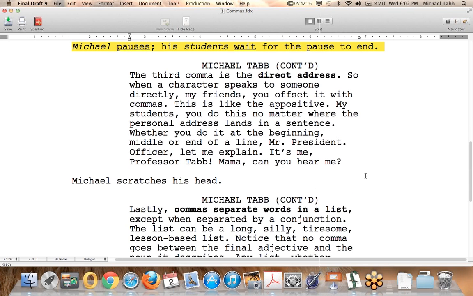The third comma is the direct address. So, when a character speaks to someone directly, my friends, you offset it with commas. This is like the appositive. My friends, you do this no matter where the personal address lands in a sentence, whether you do it at the beginning, middle, or end of the line, Mr. President. Officer, let me explain. It's me, Professor Tabb. Mama, can you hear me?